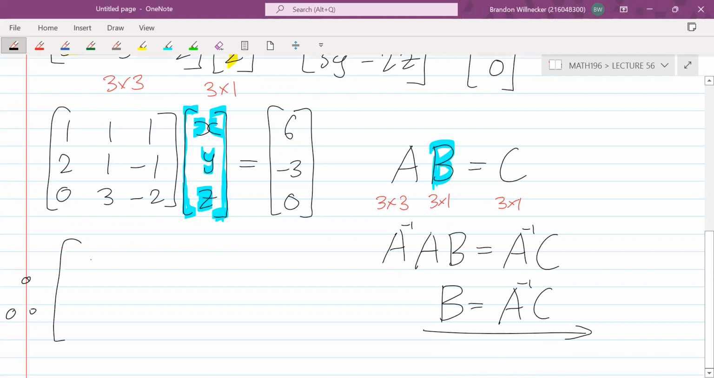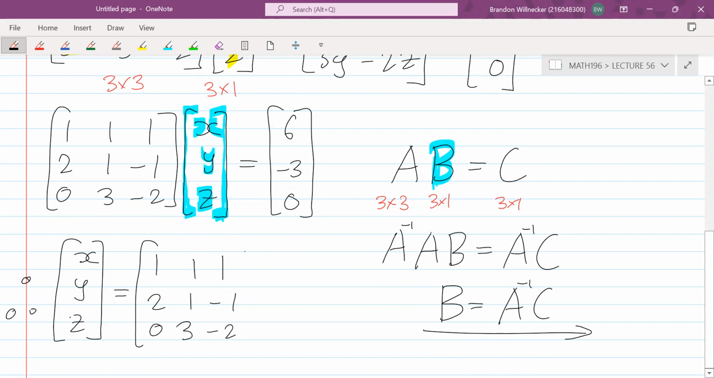Therefore, x, y, z is equal to the inverse of that 3 by 3 matrix. So let's just write it as 1, 1, 1, 2, 1, minus 1, 0, 3, minus 2, inverse, times 6, minus 3, 0. And that gives us our solution after doing the multiplication, of course.